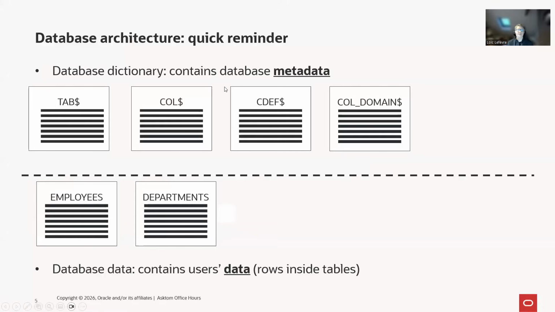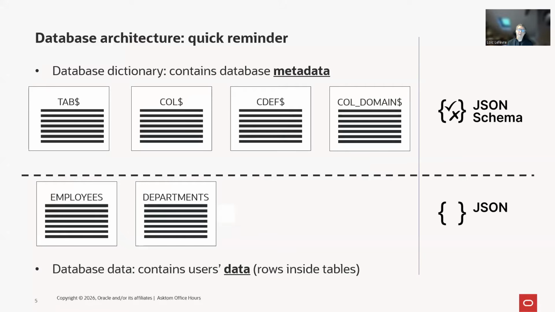So here, employees and departments. Now, if we make a parallel with JSON schema, well, basically that's it. JSON schema is here to not only validate your JSON document, but also to provide the structure required for your data, like the dictionary of a database. And the JSON document, well, that's the data, basically.